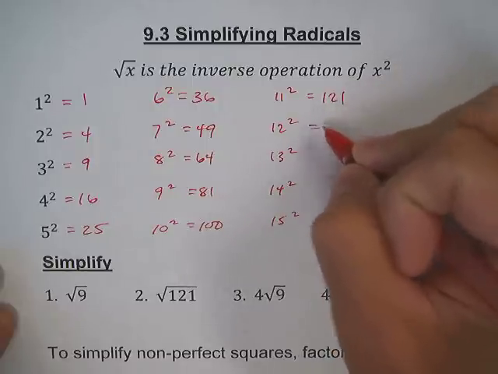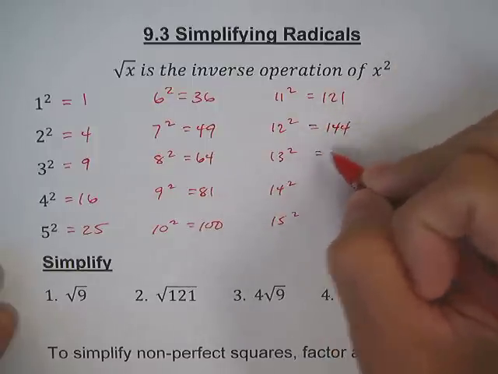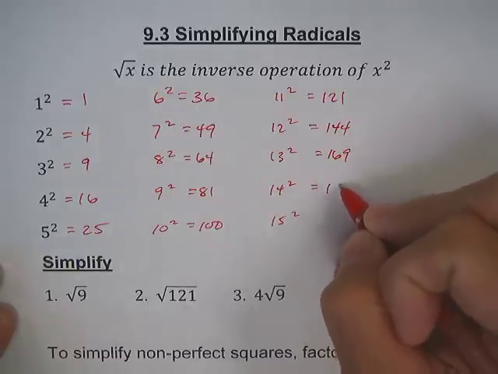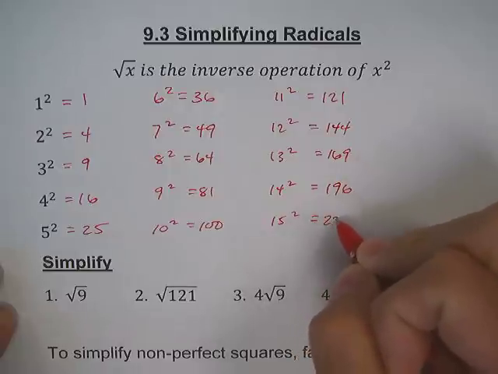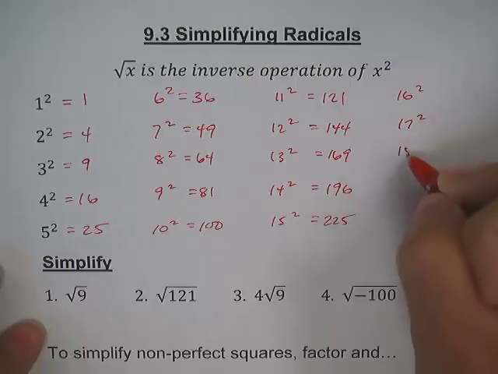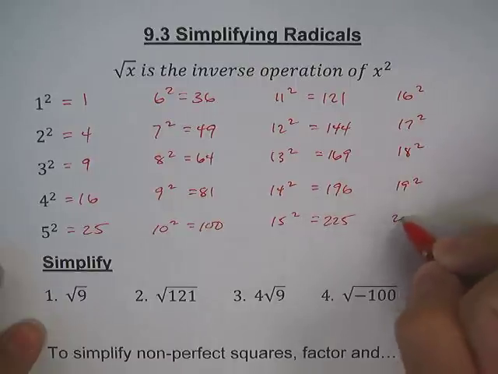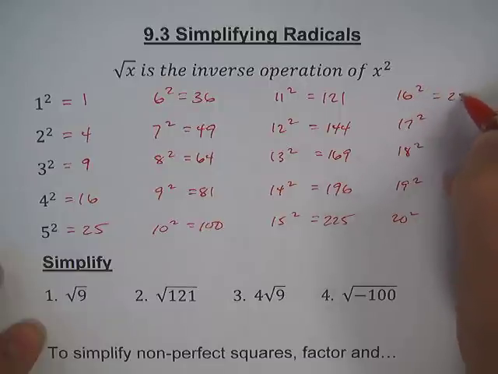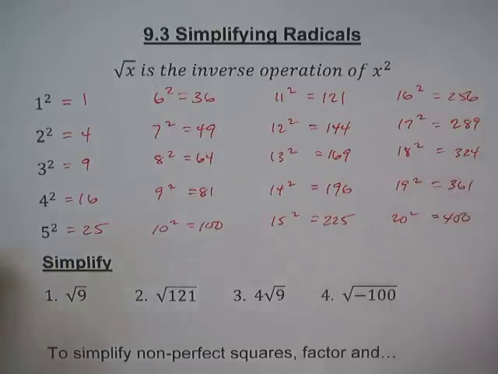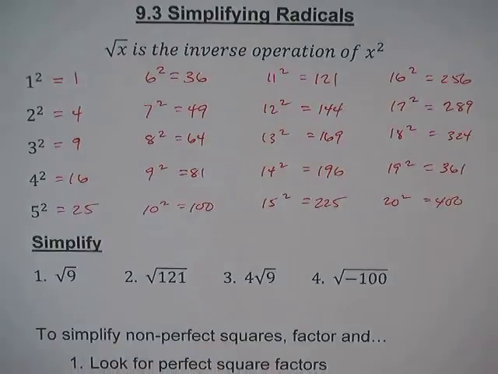Now obviously I'm going somewhat fast. You don't have to go as fast as me. You can always just wait till I'm done, hit pause, and write all these down. That would work just fine. Okay, last 5. 16 squared, 17 squared, 18 squared, 19 squared, and 20 squared. So 16 squared is 256, 17 squared is 289, 18 squared is 324, 19 squared is 361, and 20 squared is 400. So, what's the point?